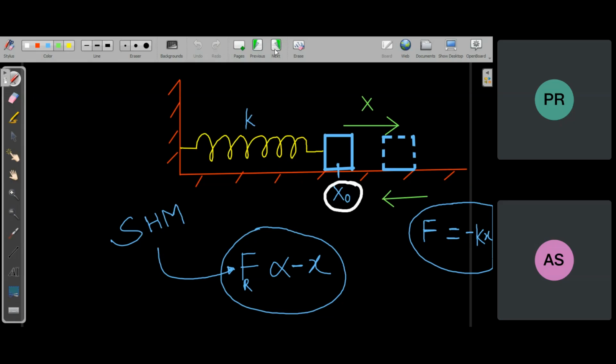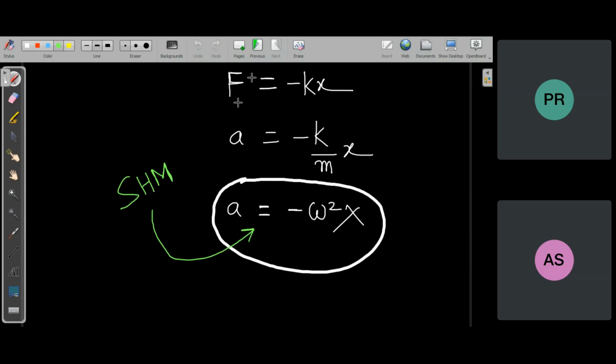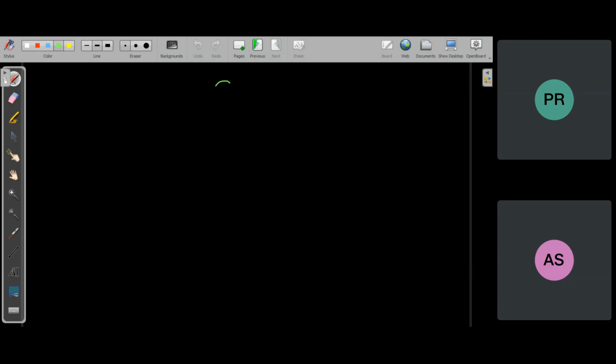Are you getting it? If force is proportional to x, acceleration will automatically be proportional to x because mass is constant, right? So either the acceleration equation or the force equation, any one you can use. Now, the acceleration equation I can write as d2x by dt square, and taking omega square x to this side, it becomes d2x by dt square plus omega square x equals zero.